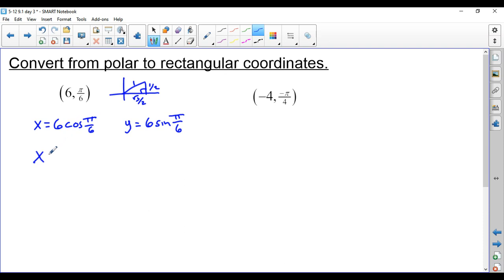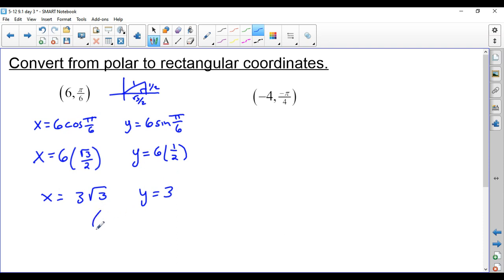So here I have 6 times the cosine of pi over 6. Adjacent over hypotenuse is square root of 3 over 2. Here I have 6 times the sine of pi over 6. 1/2 over 1 is 1/2. And then I'm just going to multiply. My x coordinate, 6 over 2 is 3, square root of 3. My y coordinate, 6 times 1/2 is 3. So this point is 3 root 3, comma 3. That's one way to do the problem.